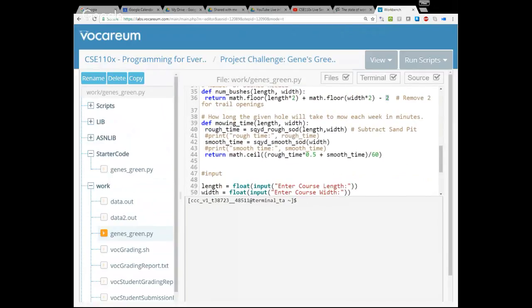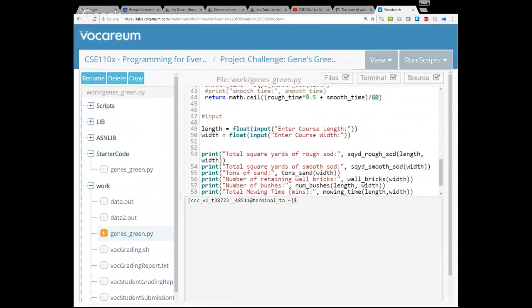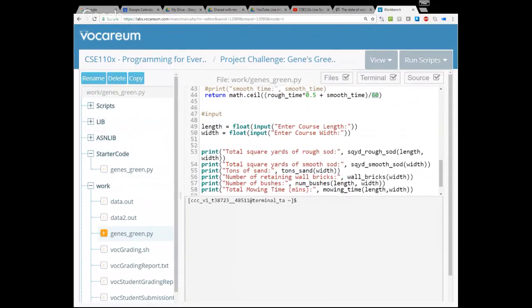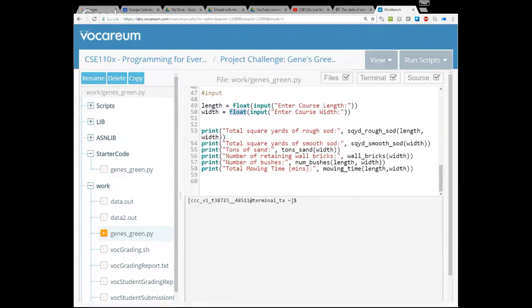Then mowing time is my rough area and my smooth area. I calculate those. Then I multiply my rough area by half a second. And then smooth time is 1 second per square yard of smooth area. So I add those two together, and then divide by 60 to get minutes. And that's my result. And then the overall high-level program is I take input for the course length and width, convert those to floats, then just call my functions with some output here to get everything through there.